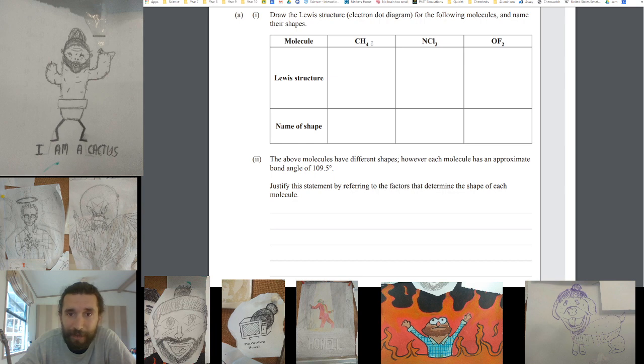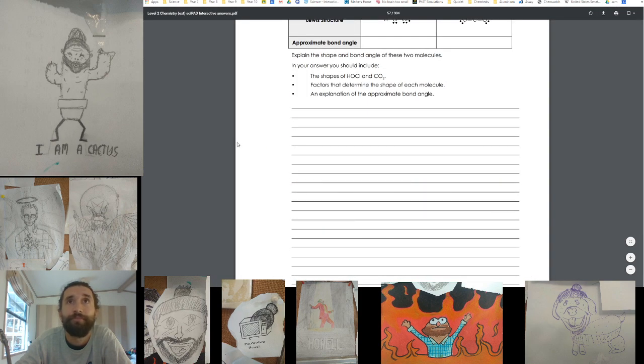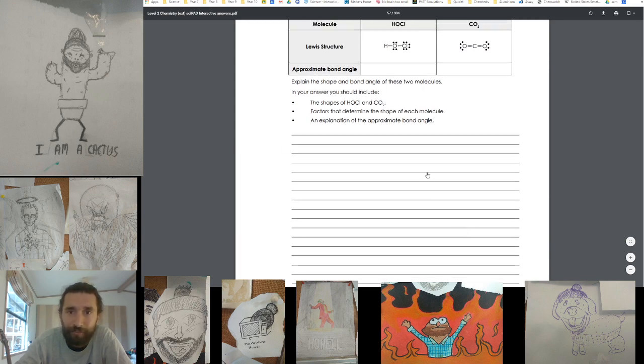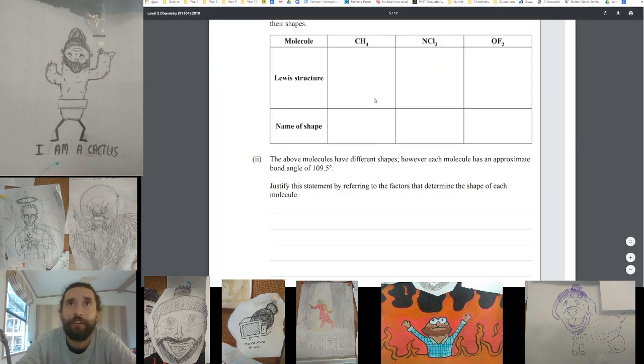However, they're different shapes because they have different amounts of bonding and non-bonding regions. For your justify statement, you are pretty much going to have to explain the shape for each one. So something like this for each one, and then your final explanation saying why they all have the same angle.